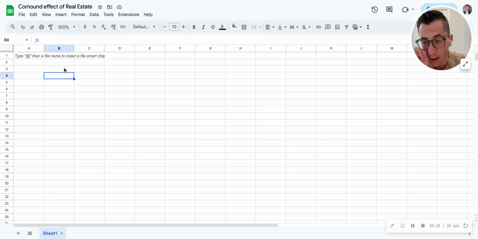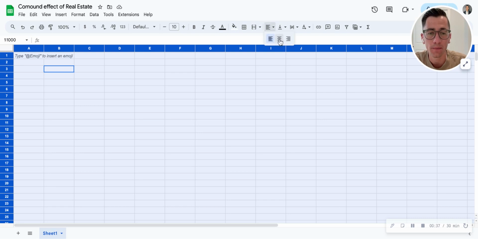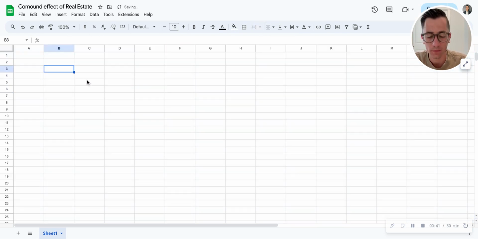So let's just say you decide to buy a rental property. Let's say you buy this property for $500,000. Let's say it's a duplex, okay? So this duplex, you're going to rent out 2 sides of this duplex, okay?